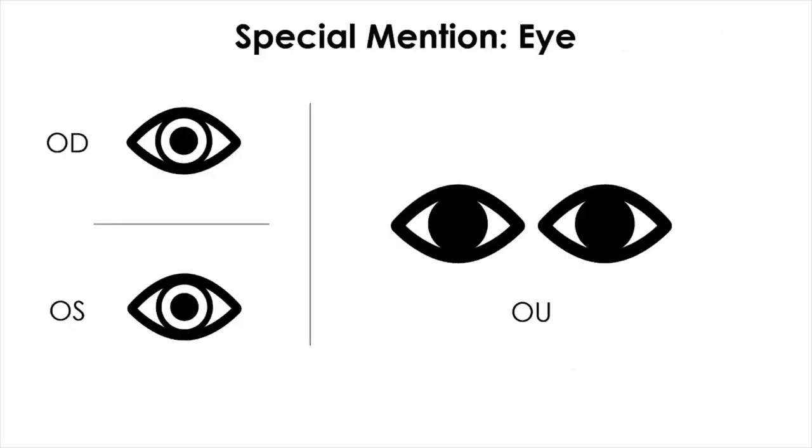Even though humans have two eyes, the eye care profession has developed a very unique system to indicate which eye they measure. According to this system, you can assign three values to the eye variable. So OD for right eye, OS for left, and OU for both eyes.